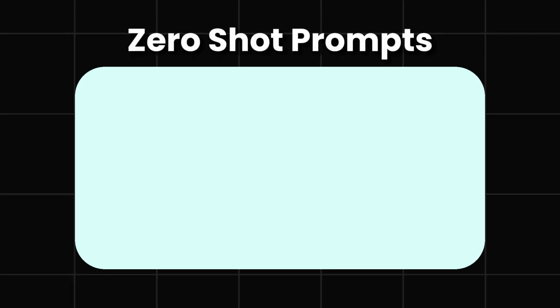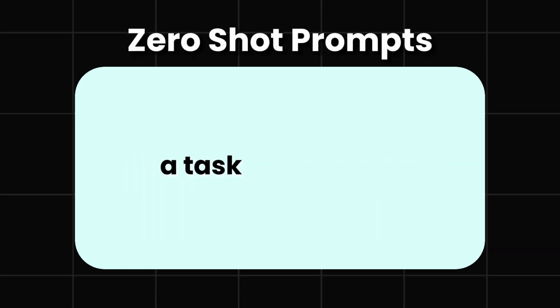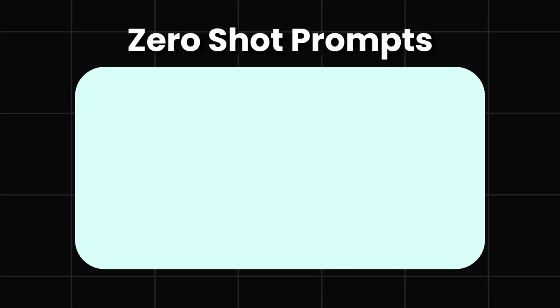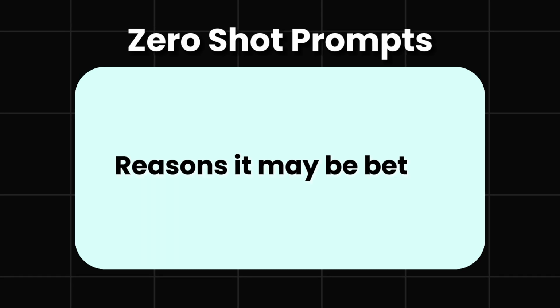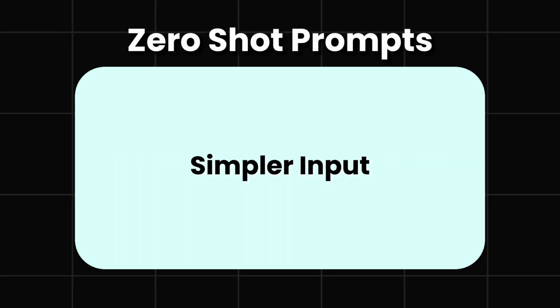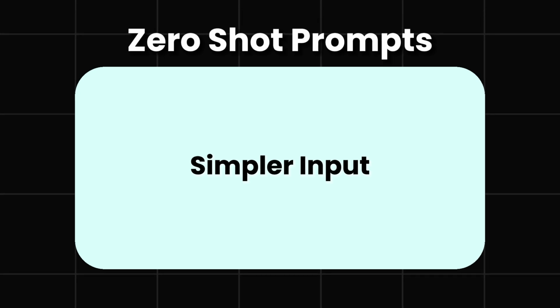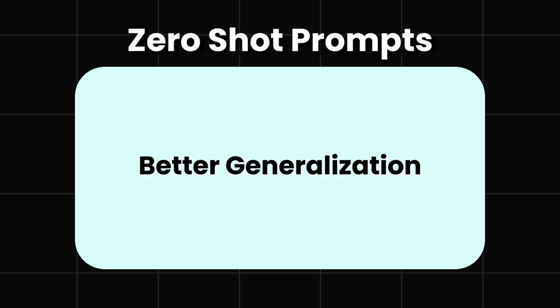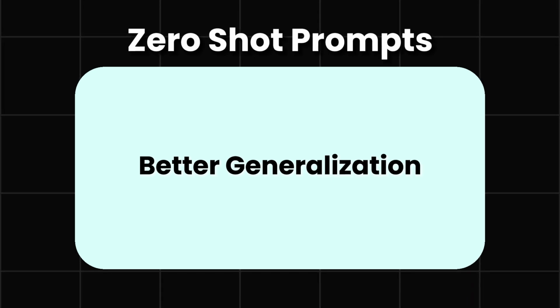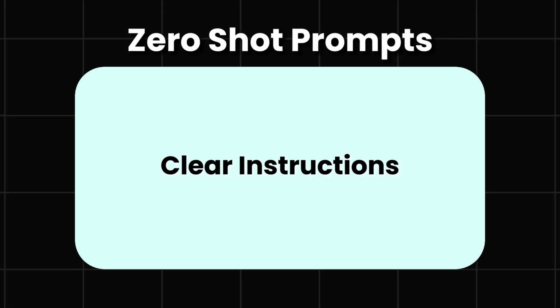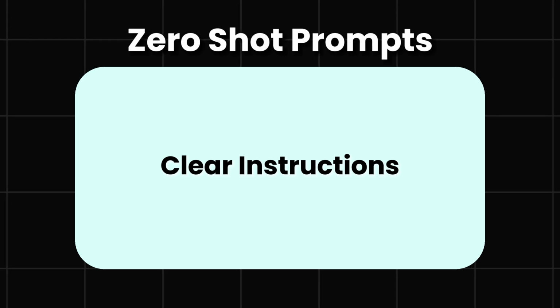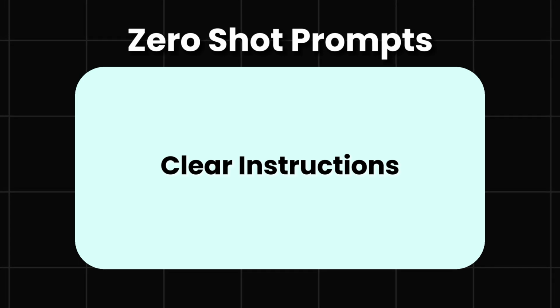Then we have zero-shot prompting. Here, the model is given only a task description and no examples. For example, reasons it may be better are that, number one, you give it simpler input. When the input is less cluttered, it reduces the risk of confusion or misinterpretation. Then there is better generalization. The model relies on its pre-trained knowledge rather than overfitting to specific examples. Then you have given it clear instructions. When the task and output format are directly described, the model can focus on generating the desired output without being distracted by examples.